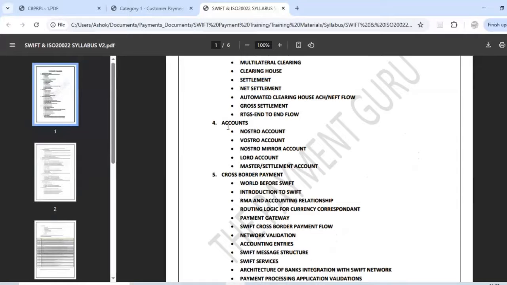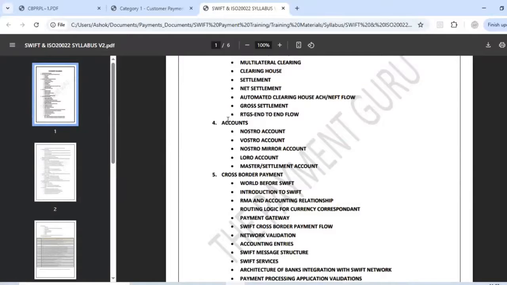Then we'll understand some of the key terminologies, or frequently used terminologies in my training, which I'll be using pretty much, is your Nostro accounts. Account-related terminologies basically. We will learn what is a Nostro account, what is a Vostro account, what is a Nostro Mirror account, what is a Loro account, what is the settlement account or the master account held at the central bank, what is the profit and loss account.